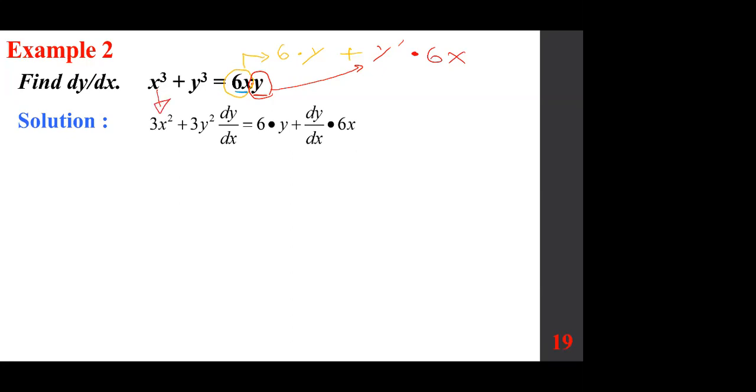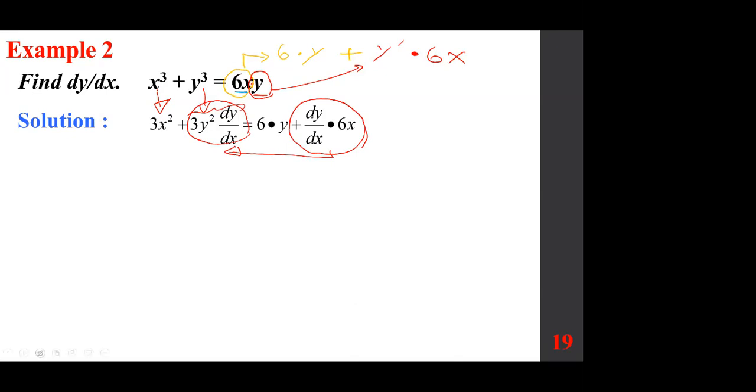X squared is 3x squared. Y cubed is 3y squared. Y prime or dy dx. And the right side uses the product. Now, it's important to move things around such that we can solve for dy dx. So we can, for example, move this one because this one is also dy dx.